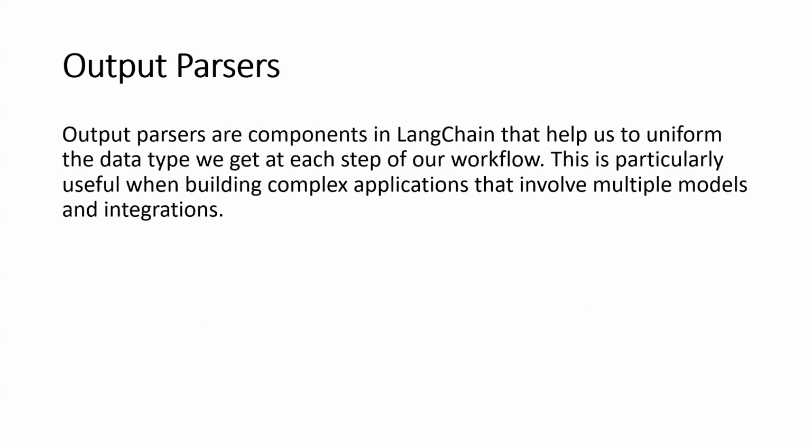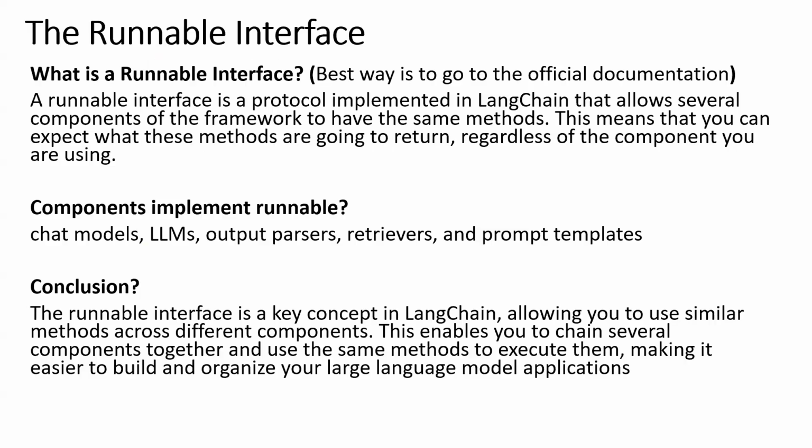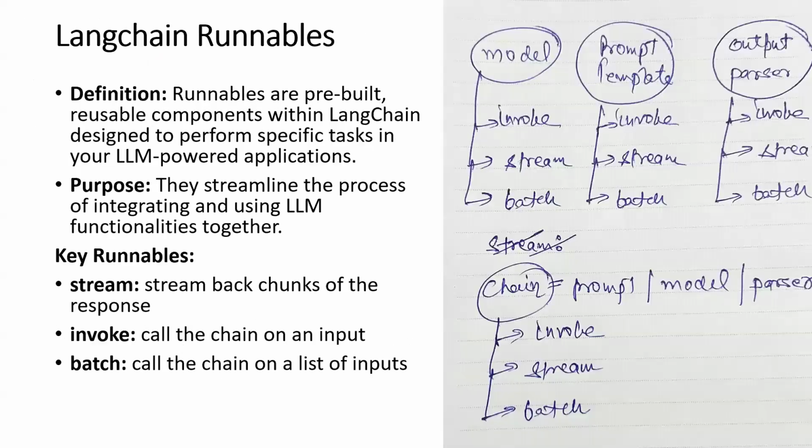Then we talked about output parsers, which can format our outputs. We talked about the runnable interface. They all expose common methods, for example component.invoke, component.stream, and component.batch. So we talked about runnable chains and how we can plug these components together, for example prompt, model, and parsers, to create the chain, which is again a runnable component.